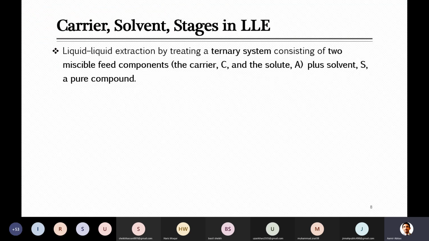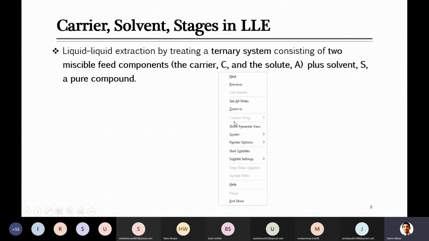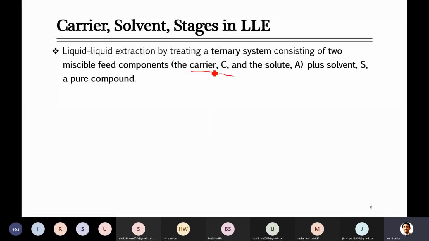So as I was saying, this is a ternary system, and inside that ternary system we will be talking about three components, and out of those, two are present in the feed. One we generally call the carrier. So the carrier will be everything else. If your feed consists of more than two components, everything except the component you want to remove will be named as the carrier.